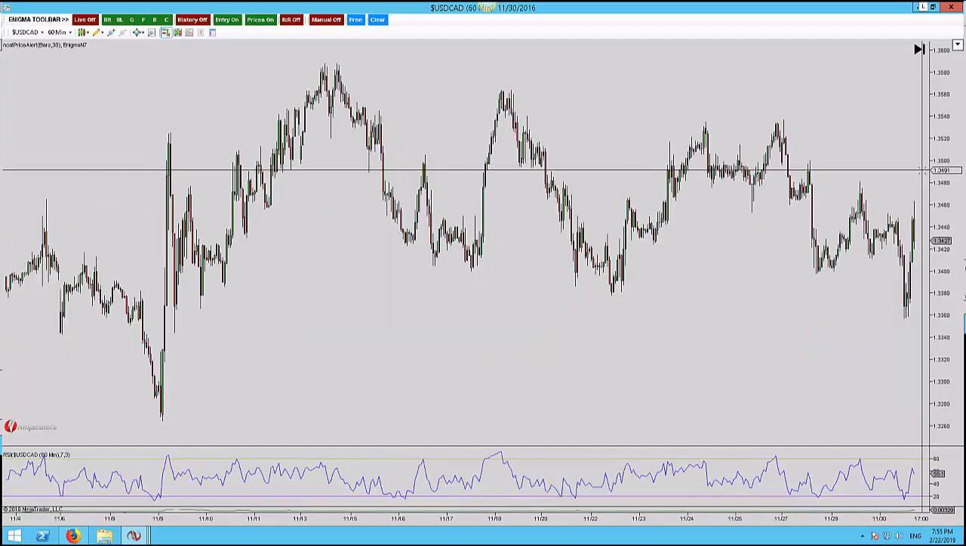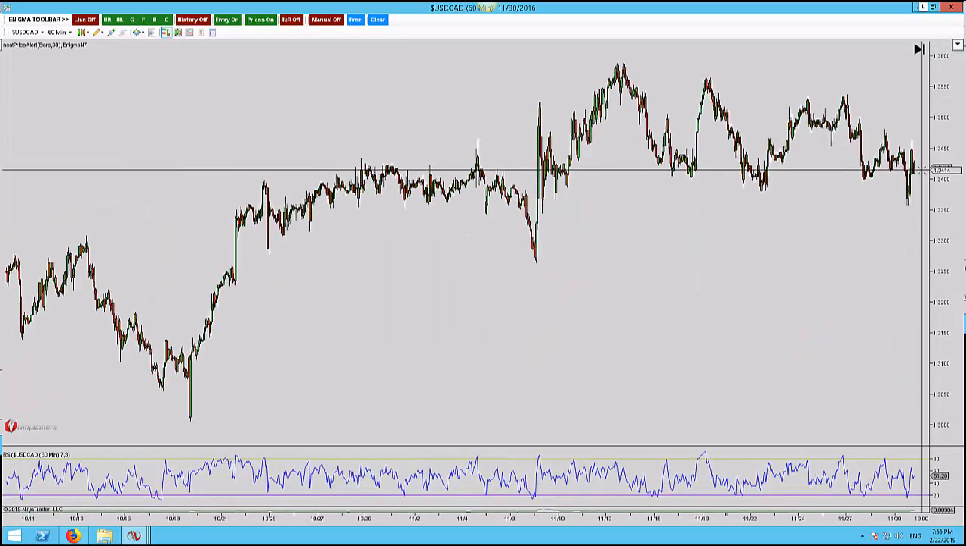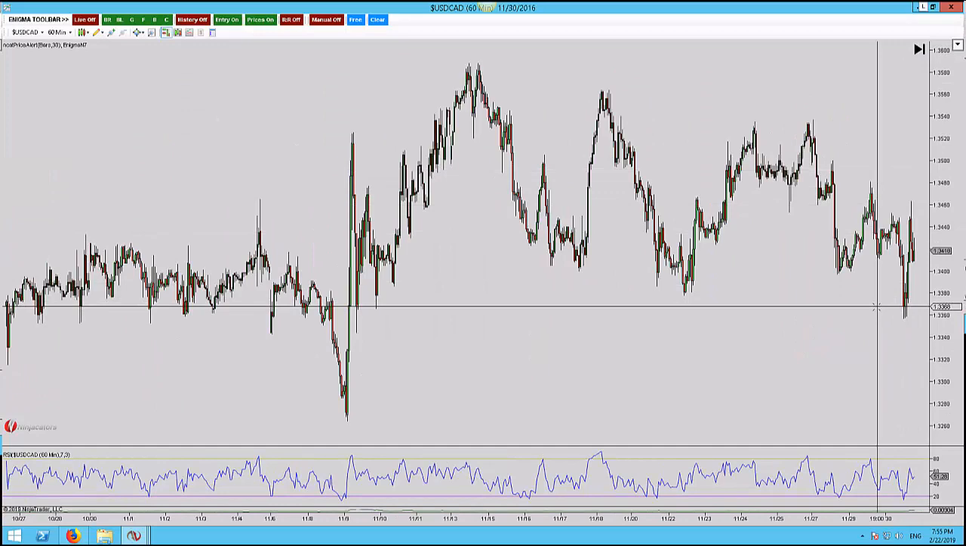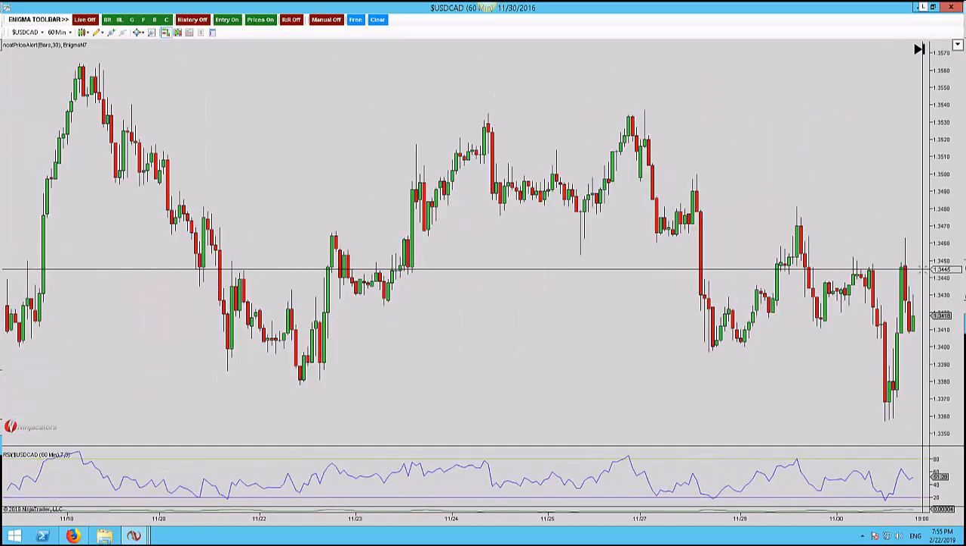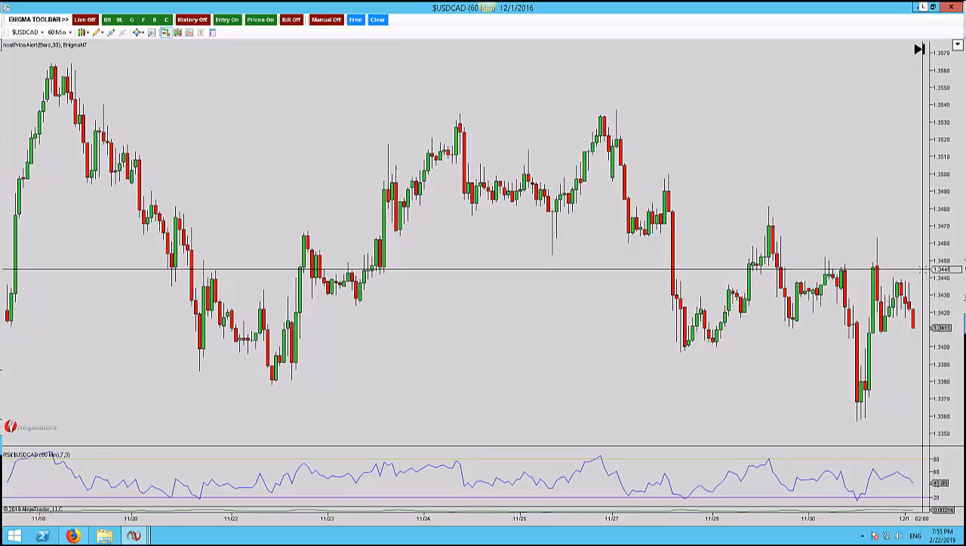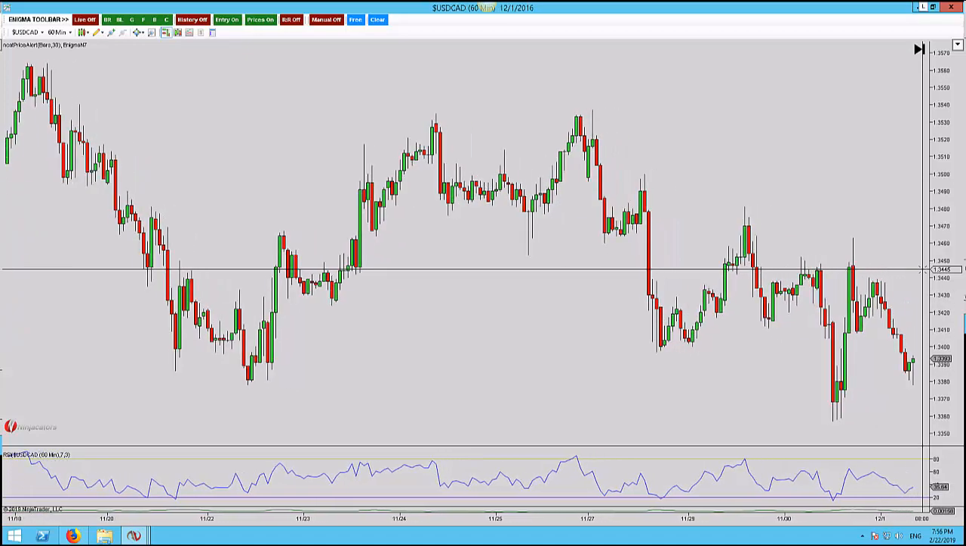Okay, move lower and a pullback. Okay, now we've had... No, I'm not interested in that. We had a break below, close below, back up into structure. But that doesn't interest me.